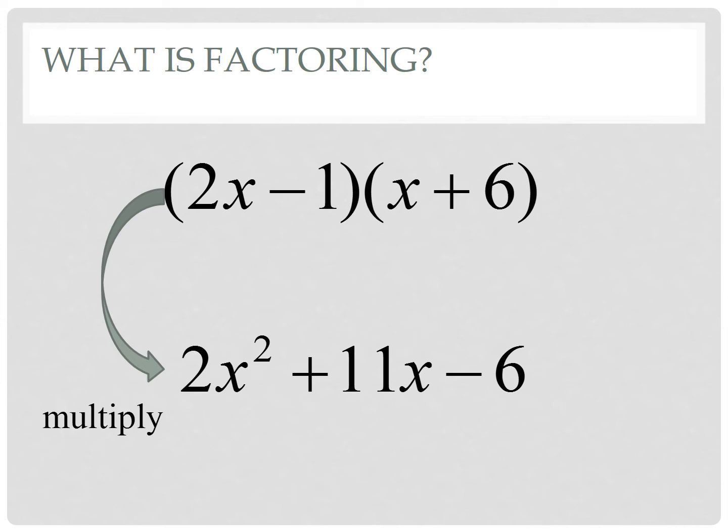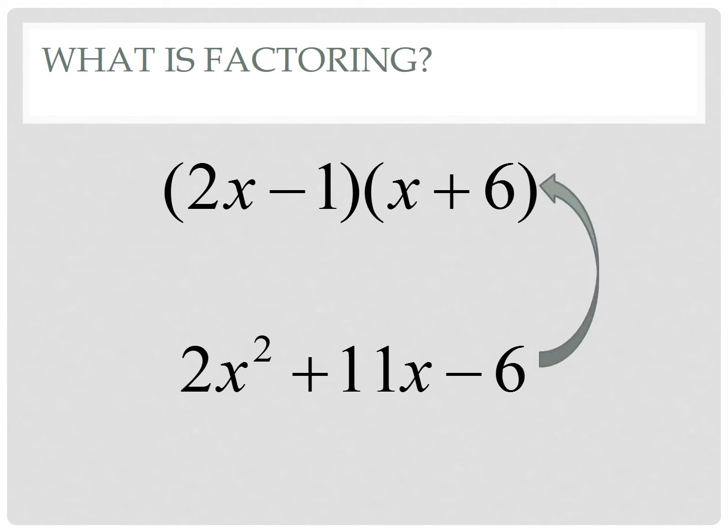Now, in order to factor, it's essentially going back the other way, or reversing what we've done and revealing the 2 terms, in this case, that have been multiplied to make up the new polynomial. This is the opposite of multiplying, which we could call unmultiplying, but it's a little bit non-technical, so we'll go with factoring.